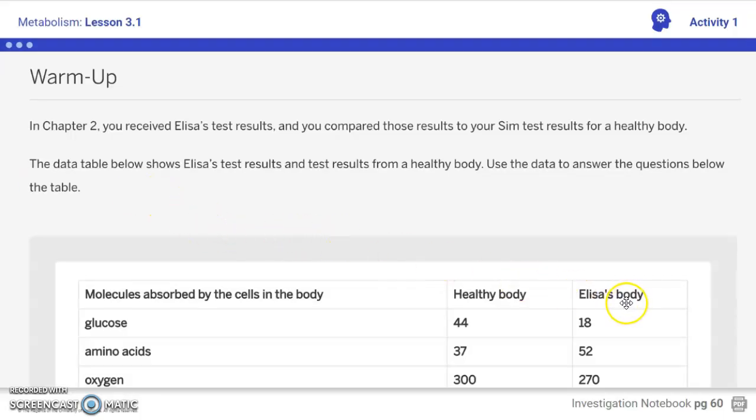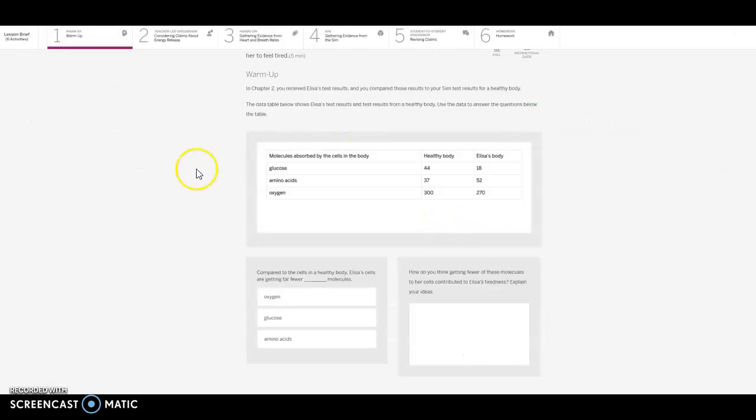Okay, so for your warm-up, you looked at the test results and compared them with the sim for a healthy body. Now you're going to analyze some of the test results from Elisa. So you're going to analyze these test results up here and answer this question. If you noticed, I jumped back into Amplify so you would see what you're working on in the warm-up. Compared to the cells in the healthy body, Elisa's cells are getting far fewer what molecules?